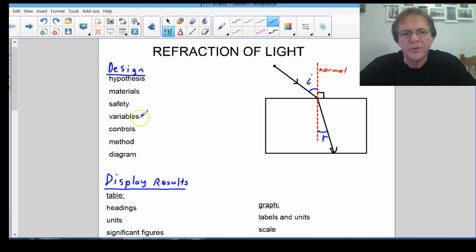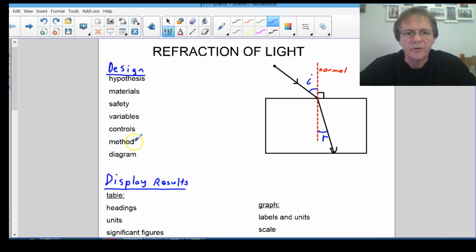You can talk about your variables there. The independent variable is the one you selected to change yourself, and the dependent one would follow on from that. So that's obviously one of the angles you're talking about for both of those. Controls are things you're trying to keep the same from one test to the other to make it a fair test. You describe them as well.